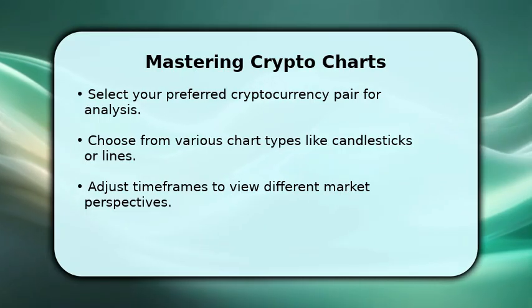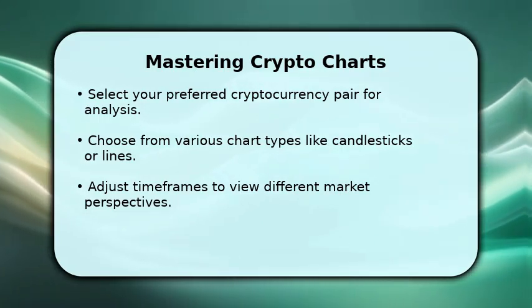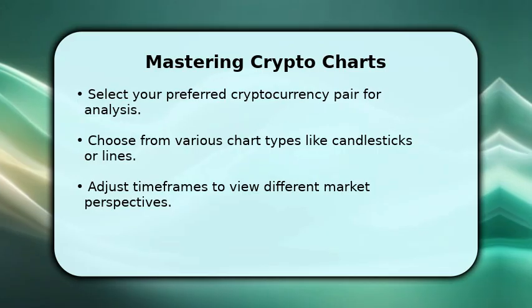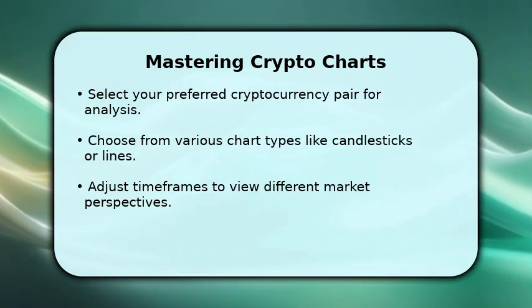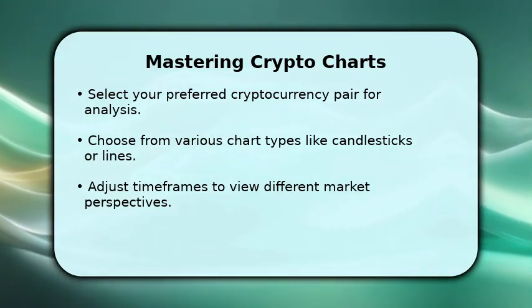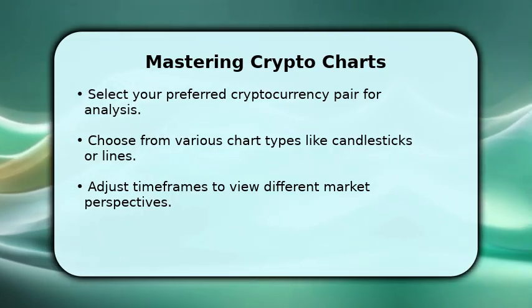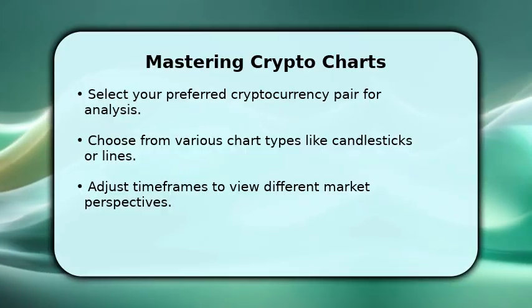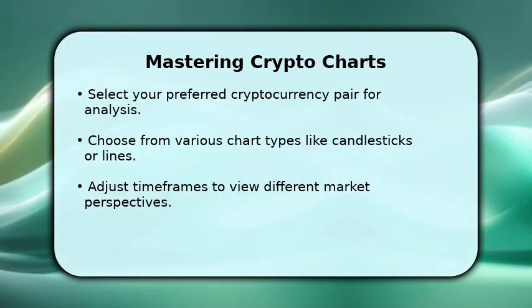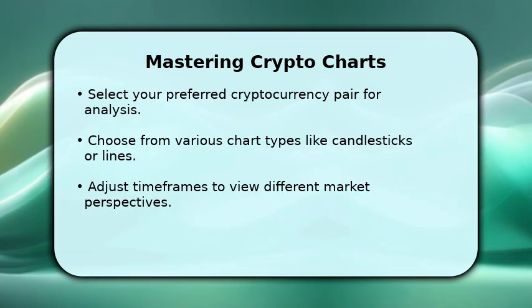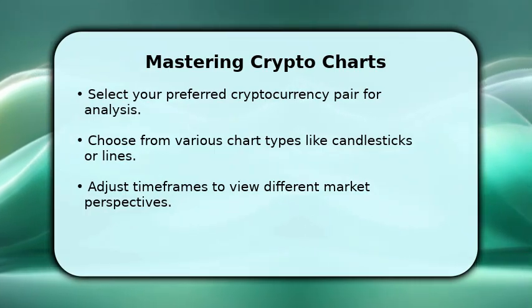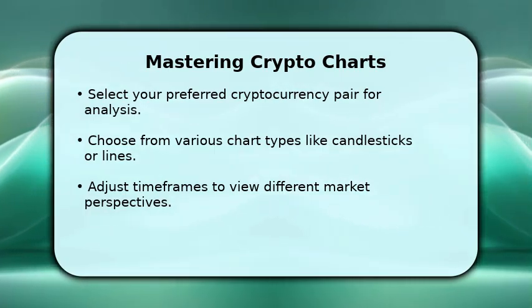Begin by selecting your desired cryptocurrency pair, such as Bitcoin versus the US dollar, from the search bar. Next, choose your preferred chart type. Candlesticks are popular for detailed price action. You can also adjust the time frame from 1 minute to 1 month to observe market trends across different periods. This flexibility helps you gain a comprehensive view.